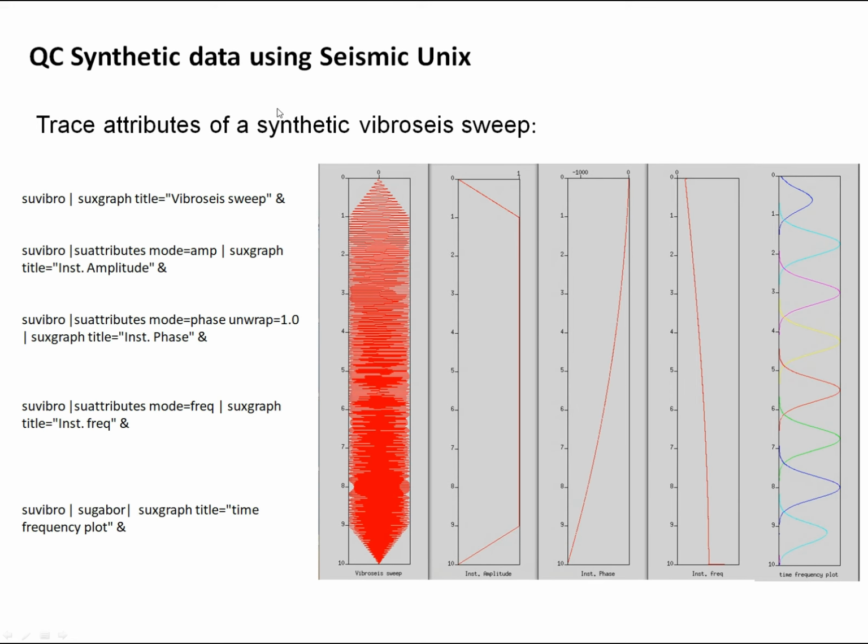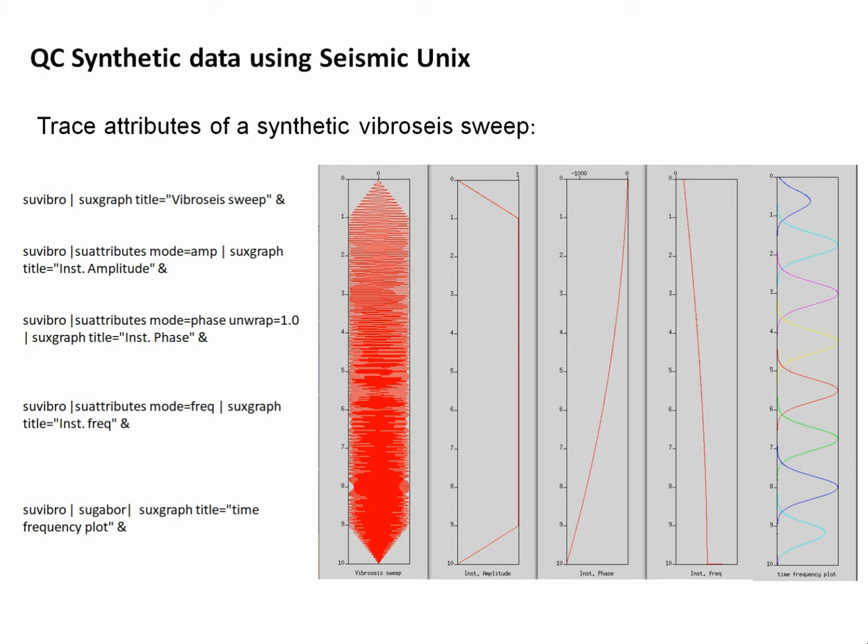This is the application of how you can generate different trace attributes on a synthetic Vibroseis sweep signal. On the left you have the synthetic Vibroseis sweep signal, and you have your instantaneous amplitude, instantaneous phase, instantaneous frequency, and time-frequency plot. These are the commands used to generate these plots, so yes, you can use these to create your displays. This was all about generating the QC displays on the synthetic data using Seismic Unix.